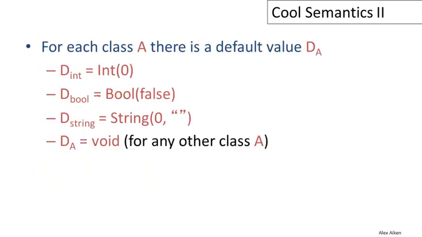Every class has a default value associated with that class. So for integers, the default value is 0. For booleans, the default value is the boolean false. And for strings, the default value is the empty string. And then for any other class that isn't one of these three basic classes, the default value is void.